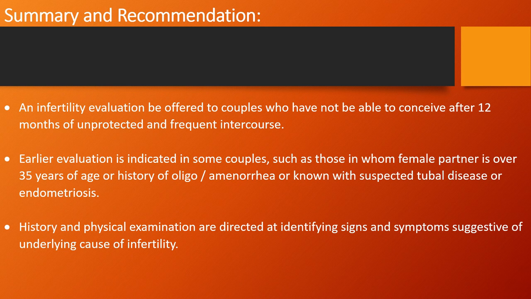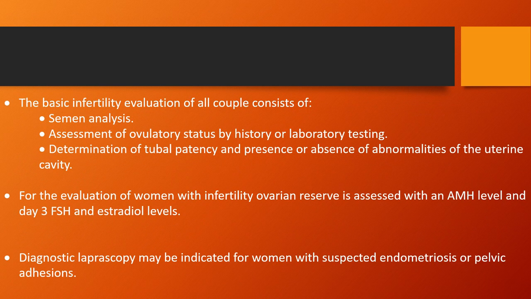History and physical examination are directed at identifying signs and symptoms suggestive of an underlying cause of infertility. The basic infertility evaluation of all couples consists of semen analysis, assessment of ovulatory status by history and laboratory testing, and determination of tubal patency and the presence or absence of abnormalities of the uterine cavity. For women, ovarian reserve is assessed with an anti-Müllerian hormone level and day 3 FSH and estradiol levels, and as we mentioned, we don't use these tests for all women. Diagnostic laparoscopy may be indicated for women with suspected endometriosis or pelvic adhesions.